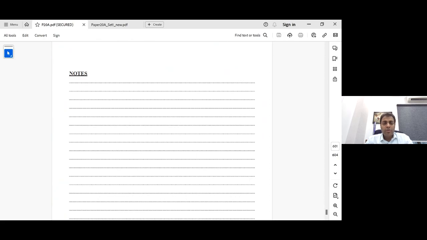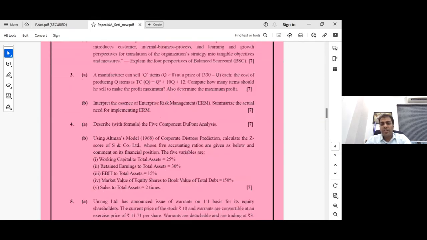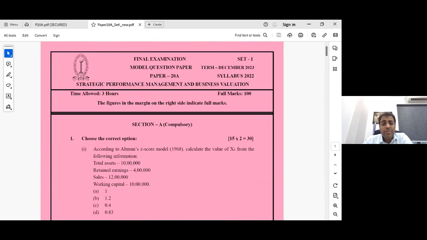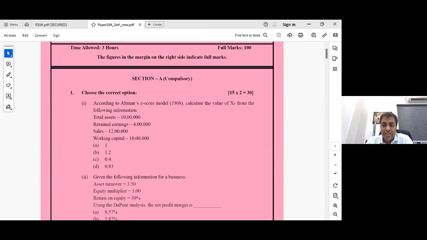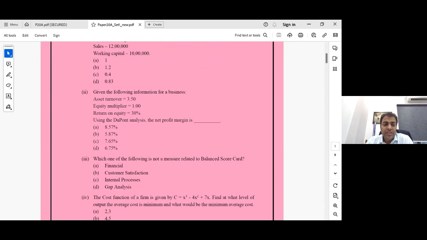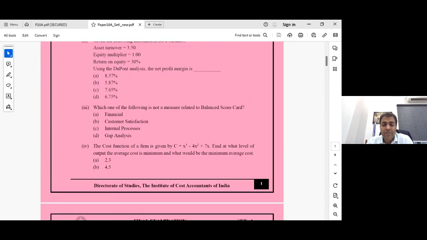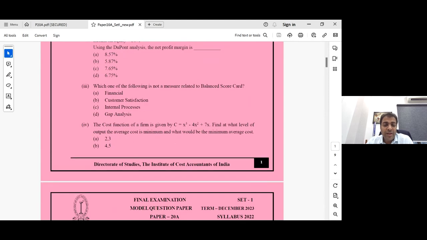Okay, so if you look at the model question paper, now of course this question paper is a sample, and it consists of both strategic performance management and business valuation, right? So the first section as per the new syllabus is section A compulsory, but it is 30 marks now, and I understand earlier it was 20 marks. So for example, you have the first question which is coming from strategic performance management. The second question, net profit margin, comes from strategic performance management, also from financial statement analysis. It's covered in both. Balance scorecard, strategic financial management.